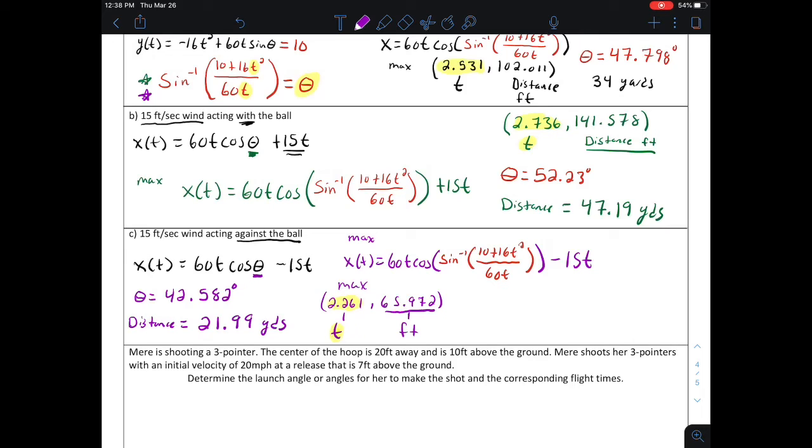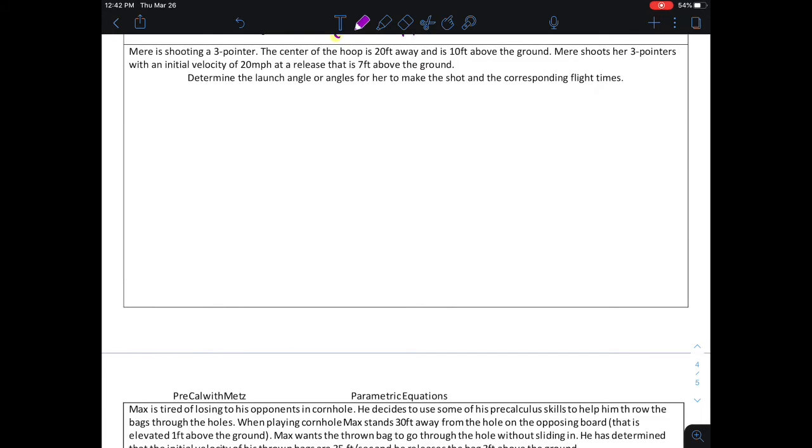So it doesn't go very far. In this example, we're going to look at a three-point shot in basketball. And so we want to know, with the given situation and how far away from the basketball hoop this person is, what would the launch angle or angles have to be for a successful shot, and figure out what the corresponding flight times are. And I'm going to draw a real rough diagram of what we have here.